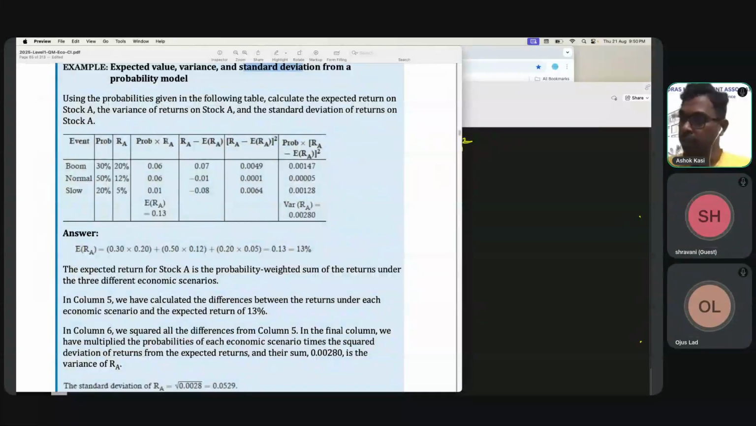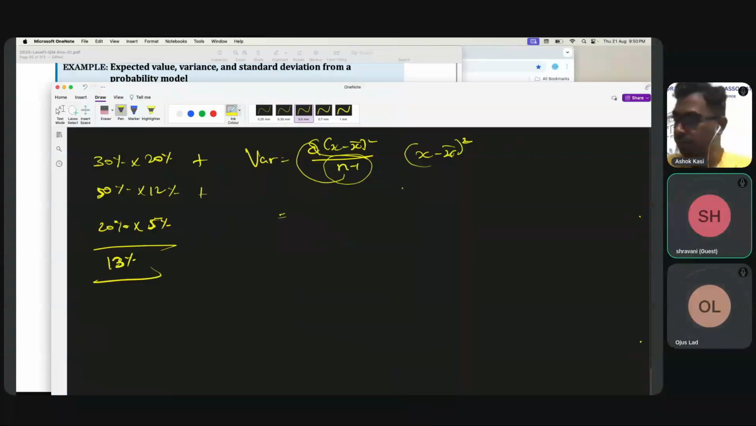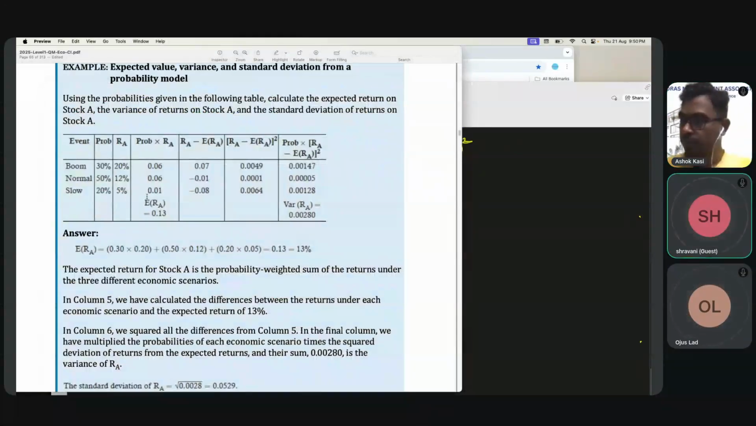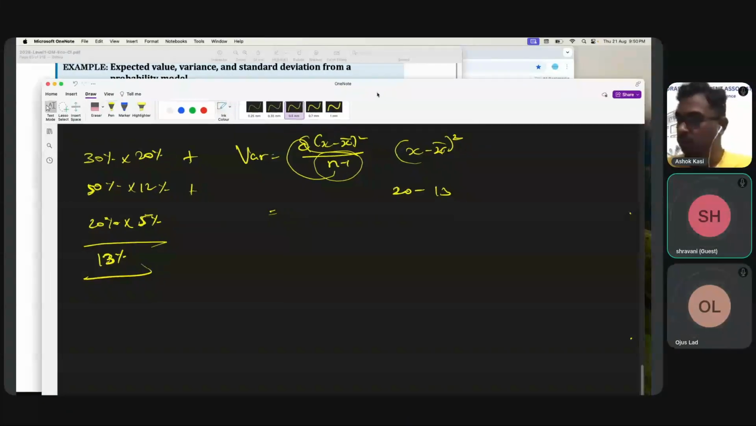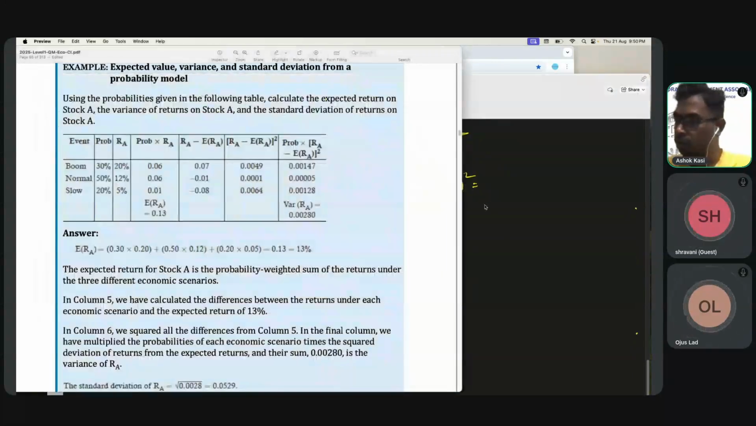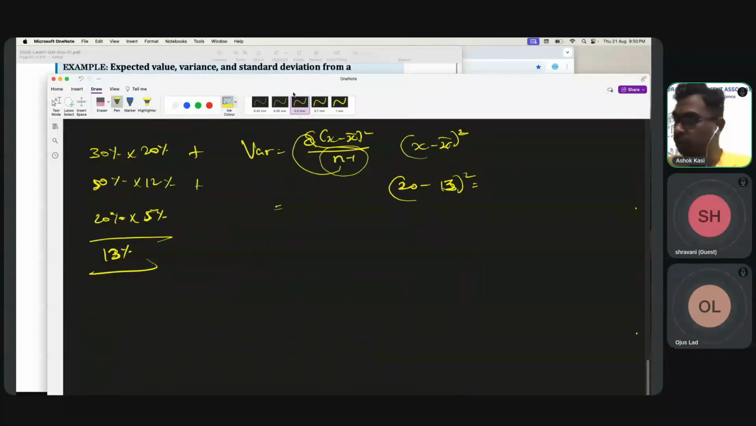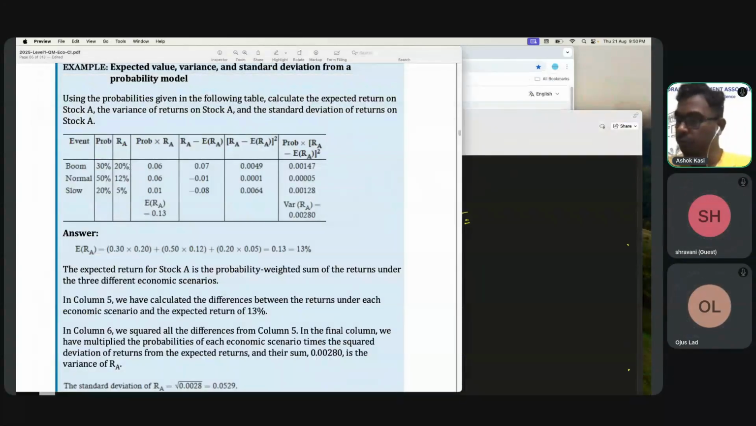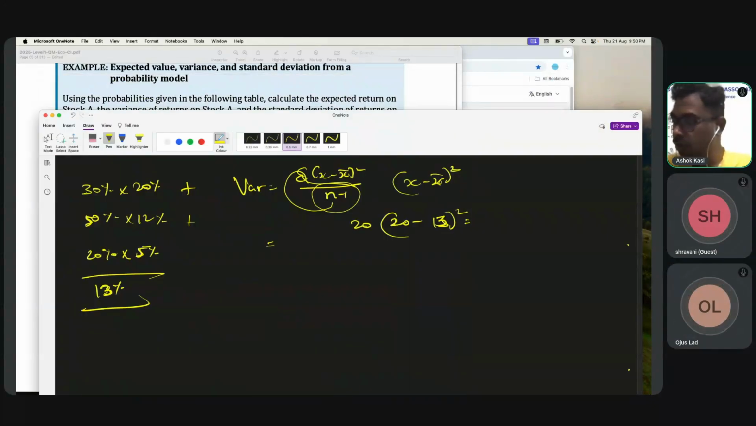X minus x bar. X is this 20. 20 minus x bar, which is 13. I'm just removing the percentage, okay? Because at the end you can suffix with percentage. So it is 7, squared. This overall calculation is 7 square, no? But the probability is 20%, so it is 20% of this number.